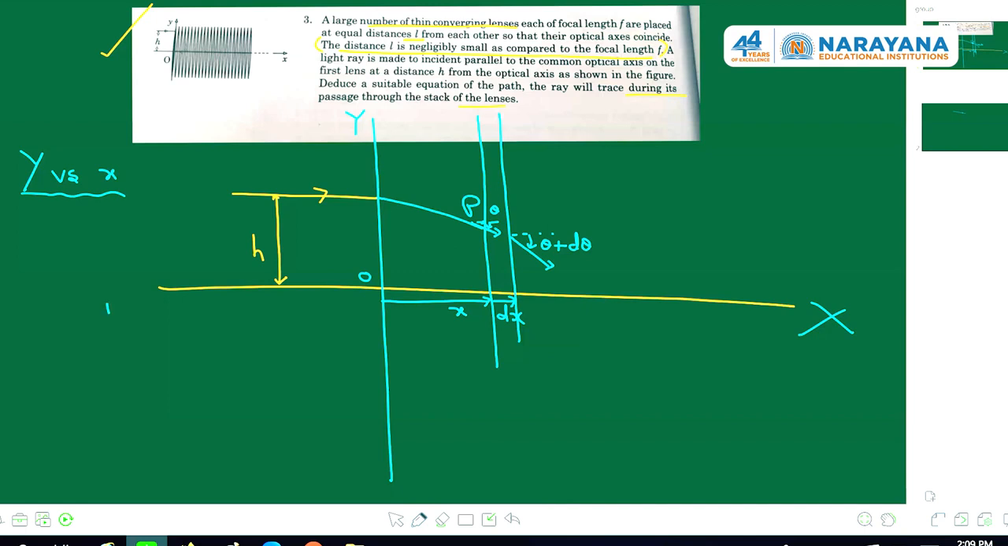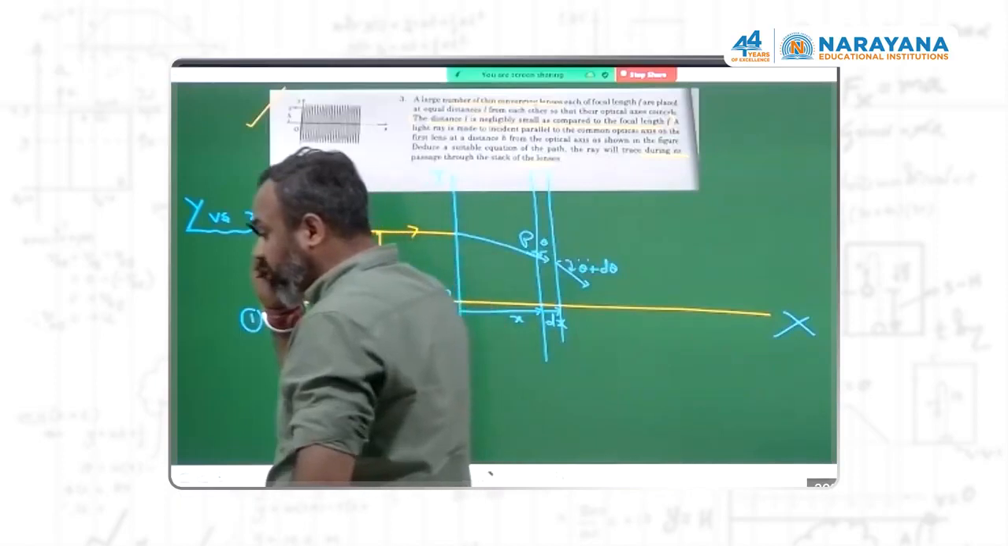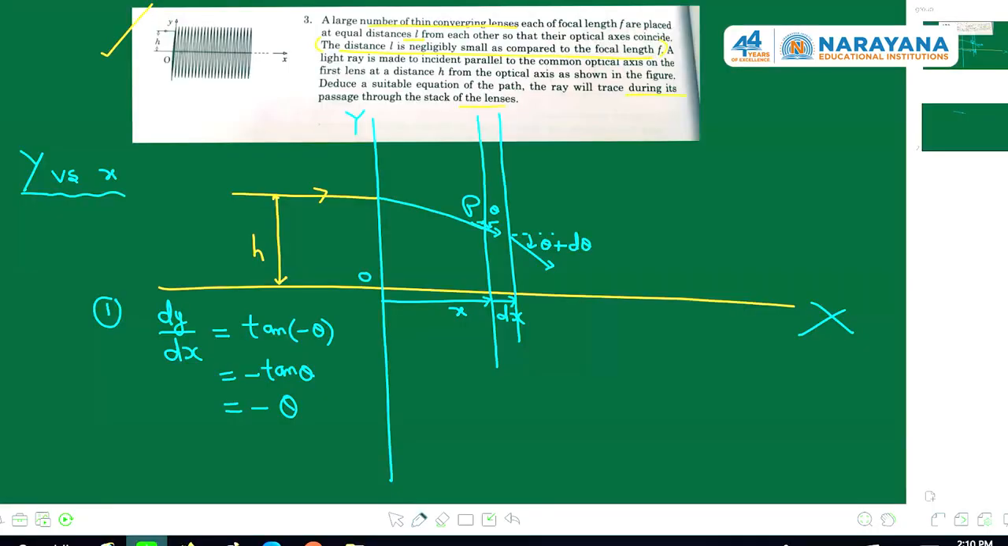So let me write one equation for the slope of this ray, which is dy by dx. That will be equal to tan of minus theta. So that term for me is minus tan theta. I need to somehow find the expression of theta in terms of y and x to finally report the result.